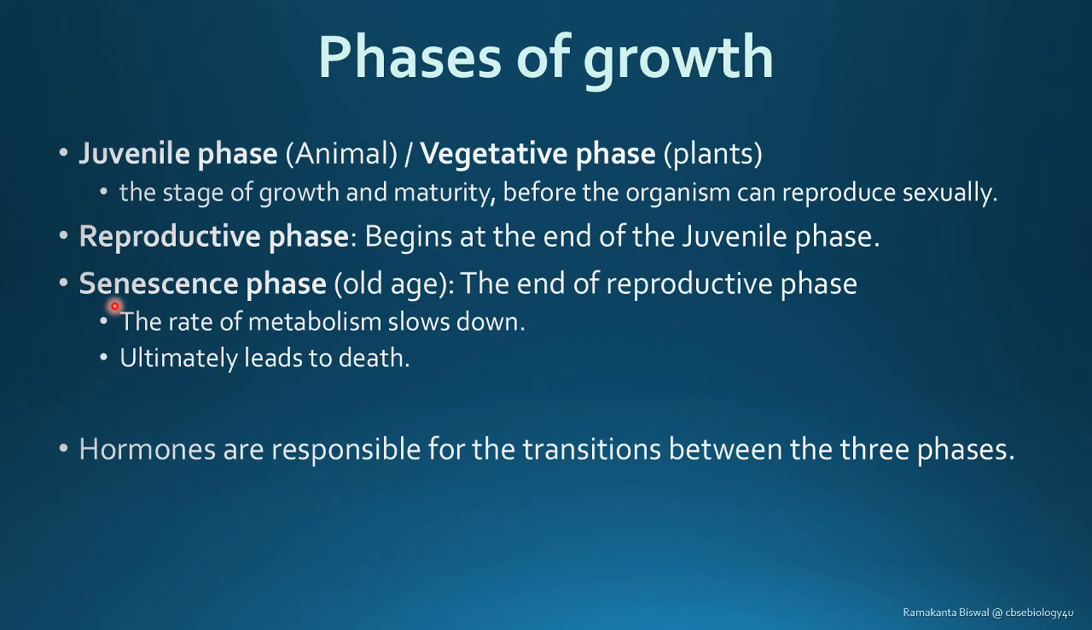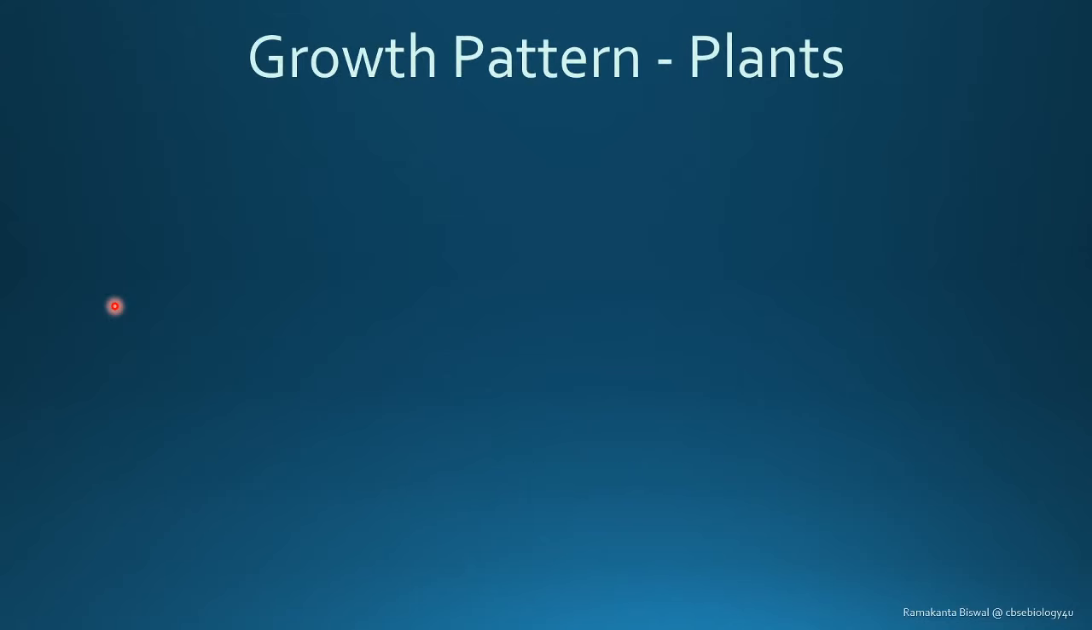Finally the organism dies. And the hormones, we all know the hormones are the chemical messengers released by the glands, and these hormones play a very important role in the transition from one stage to the next. So hormones are very important for the transition between these stages of growth.